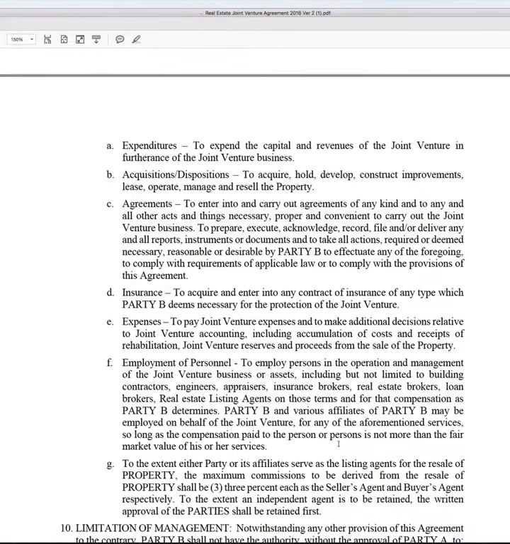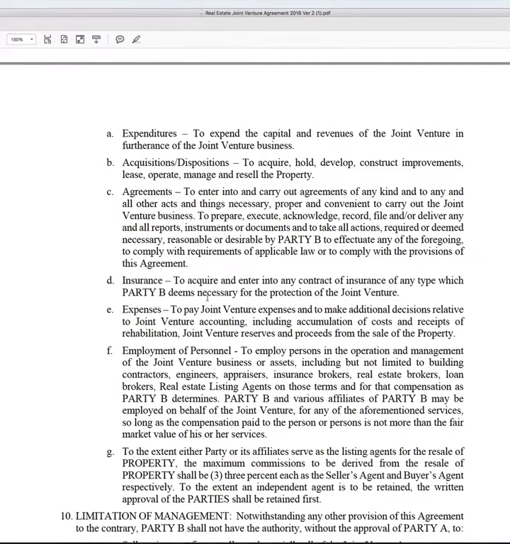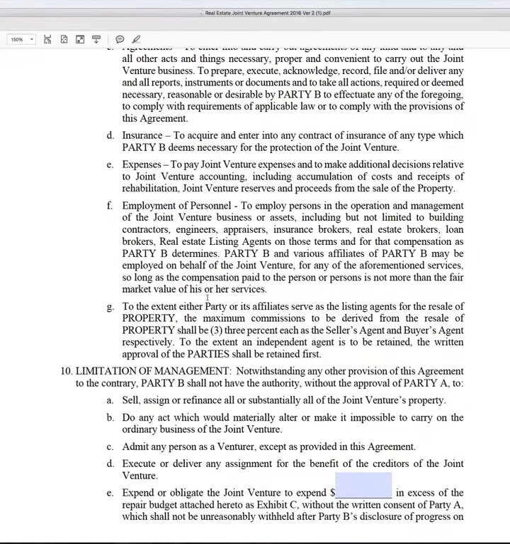All right, so we'll go back through here. And again, read through all of these provisions. These are important provisions. They discuss the obligations of the various parties and when it comes to this joint venture agreement.